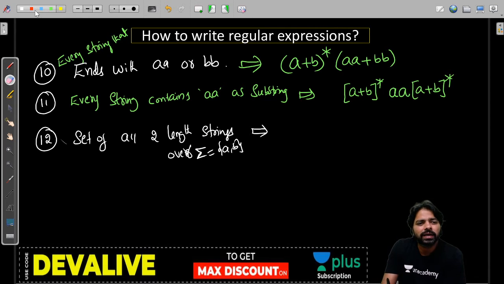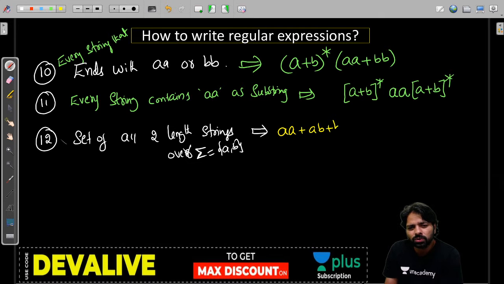Always follow sigma equal to A comma B. Fine. What is it now? 2 length. You can say many ways, like double A, AB. These are the 2 length strings, right? You can write all of them, but it is a bad choice. You can't represent every string like this.